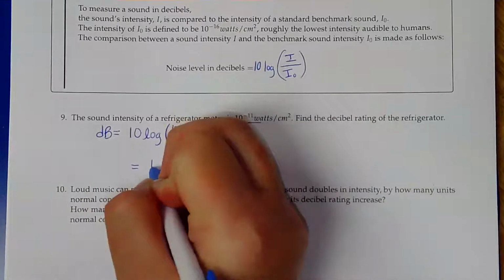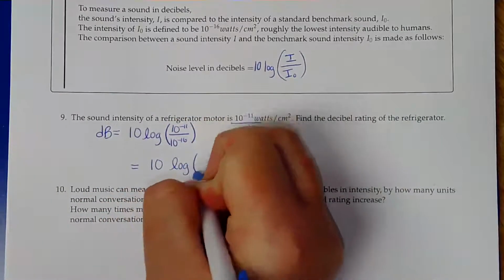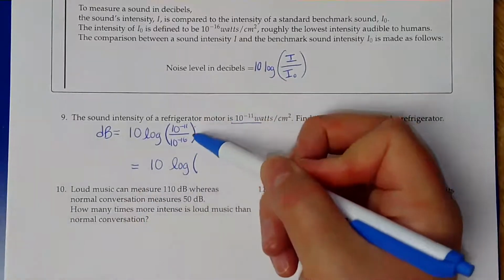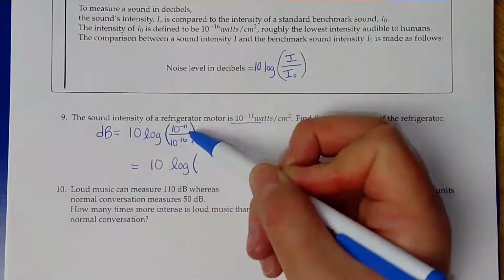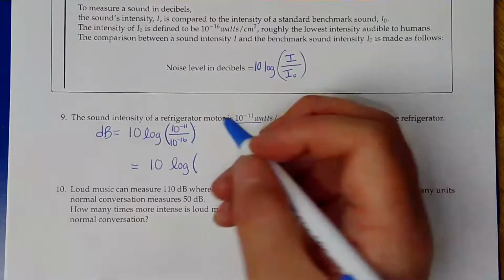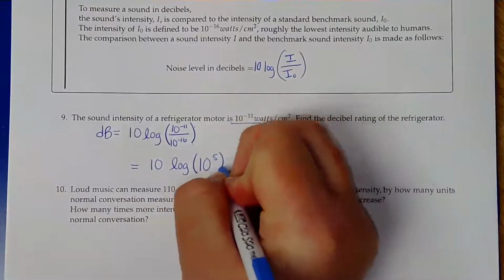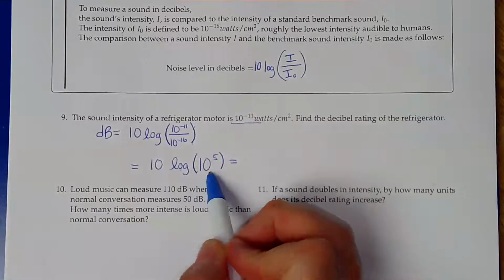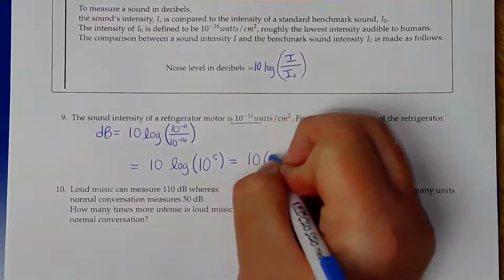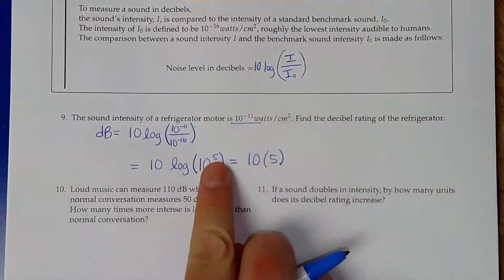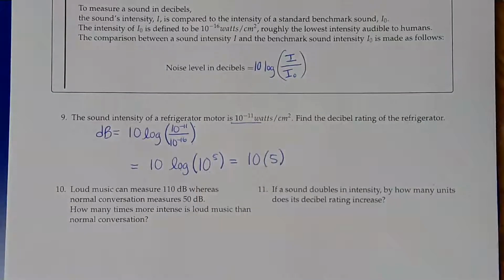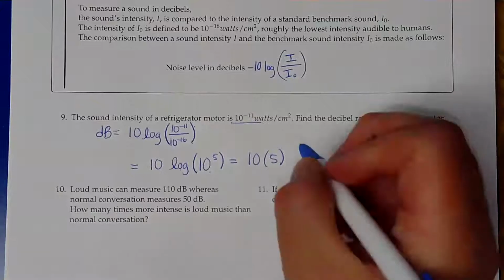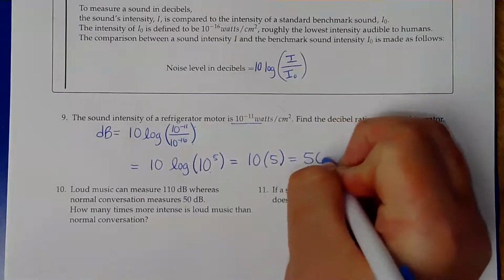That will be equal to 10 times the log of 10 to the power of negative 11 minus a negative 16, so negative 11 plus 16. We get 10 to the 5th. Log and 10 are inverse functions here, so I get 10 times 5, because 5 is what's left over when I put those two together. That tells me that the sound rating here is 50 decibels.